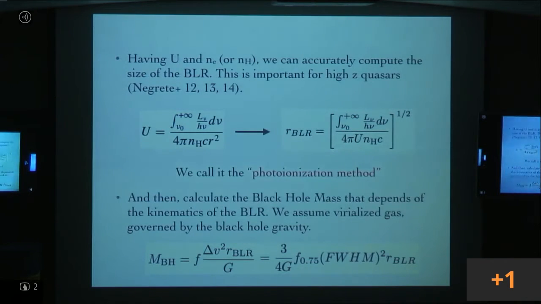For low redshift quasars, we have a well-studied correlation. Well, we have also a direct measurement of the size of the broad line region, which is reverberation mapping. But for high redshift quasars, we don't have it. And the way to measure the size of the broad line region, we will call the photoionization method. And if we know the size of the broad line region, if we assume that the gas is virialized, we can retrieve the black hole mass.